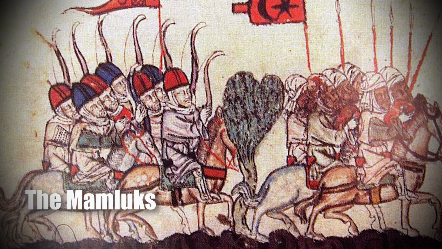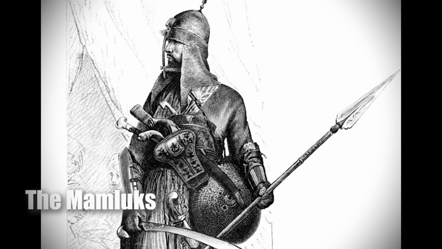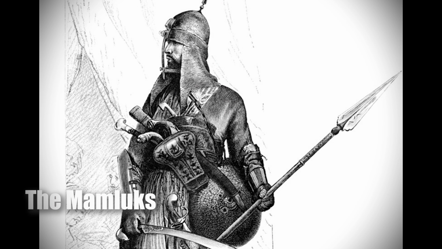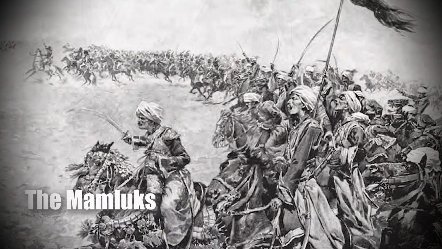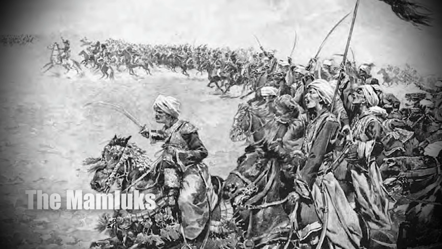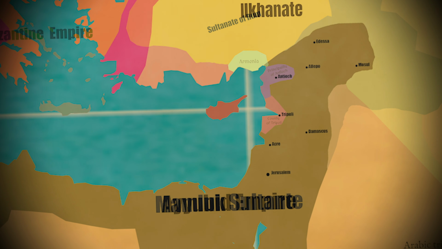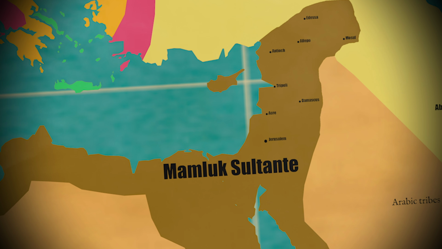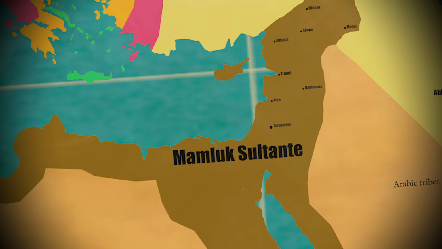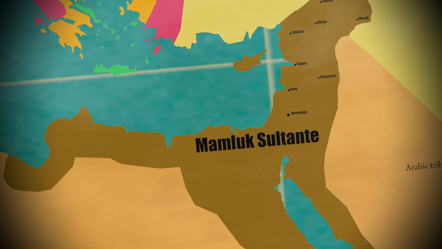The Mamluks, as they were known, had been soldier slaves under Saladin. While they did the bulk of the fighting, they had little rights for themselves. However, after Saladin's death, the Mamluks revolted against his heirs and established their own sultanate, which would prove to be far more enduring than what Saladin had built. The Mamluk Sultanate would last for more than 200 years until the end of the Middle Ages, when they in turn were overthrown by the Ottomans.